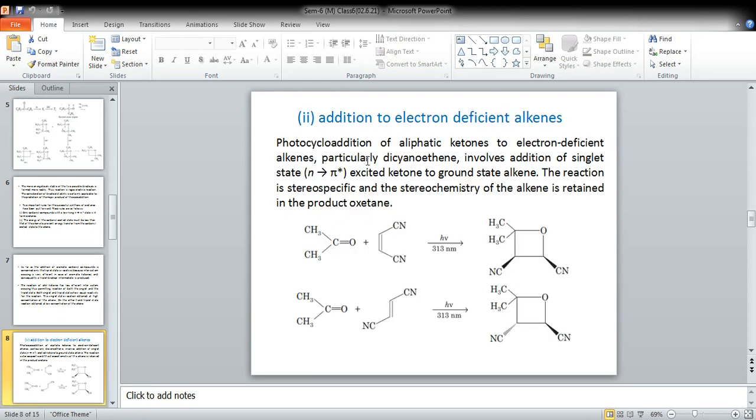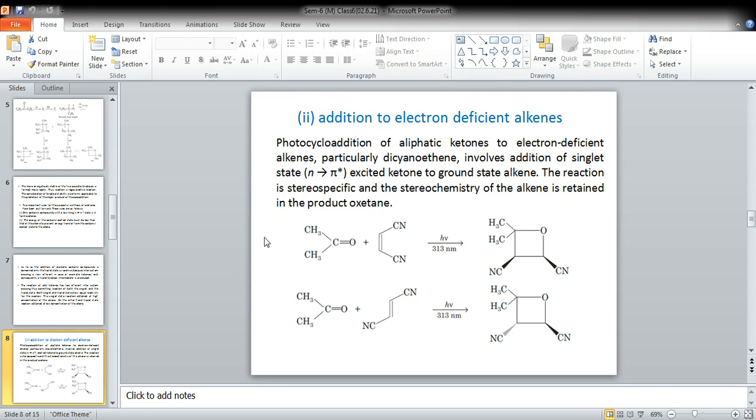Now here, a different case. Now we'll discuss addition to electron deficient alkenes. Earlier we discussed addition to electron rich alkenes. Now what happens with an electron deficient alkene? Here we have taken an alkene which is electron deficient. That means dicyanoethene, where the cyano groups are electron withdrawing. So this alkene is electron deficient.